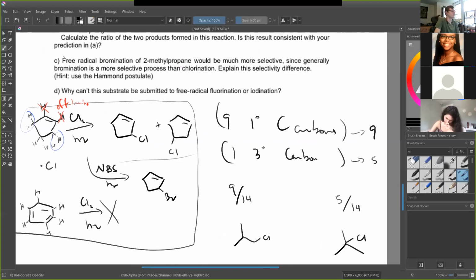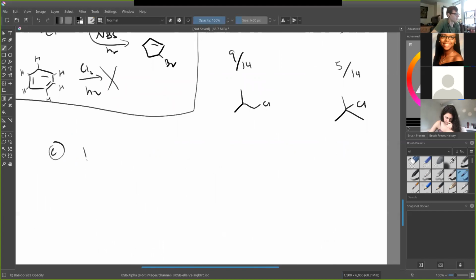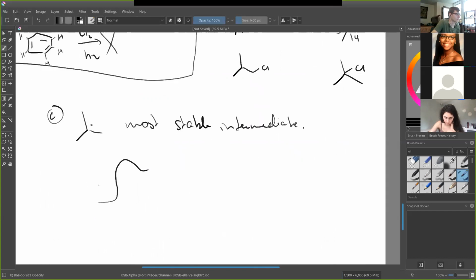Here we go. C, free radical bromination of 2-methylpropane. It's much more selective. Explain the selectivity difference. Use Hammond postulate. Okay. Well, I think we've kind of beaten this one to death. The Hammond postulate, so it's just the fact that this is the most stable intermediate. And in the case of bromine, we're going from, oops, that's not the compound.